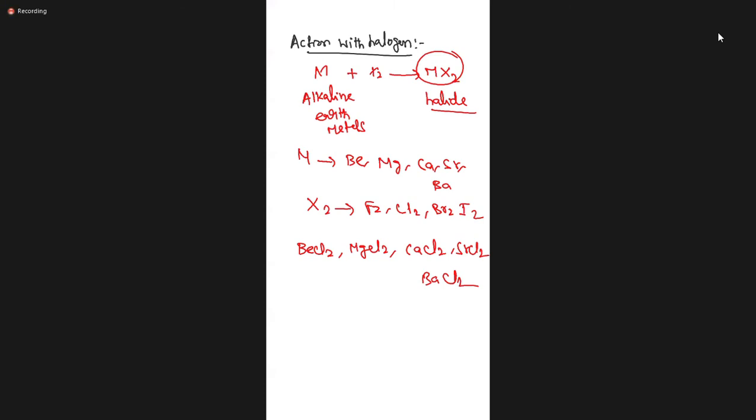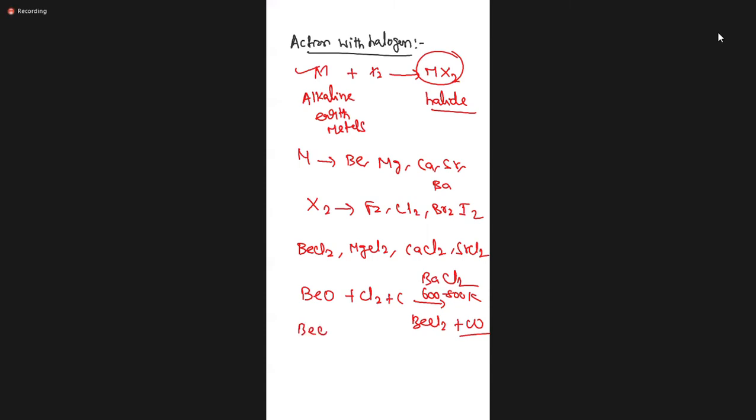So generally what type of questions will come here? Please listen. BeCl2 can be prepared from beryllium oxide reacting with carbon and chlorine at 600 to 800 Kelvin, giving beryllium chloride plus carbon monoxide. This is the preparation of beryllium chloride. The rest of the chlorides you can prepare like this.